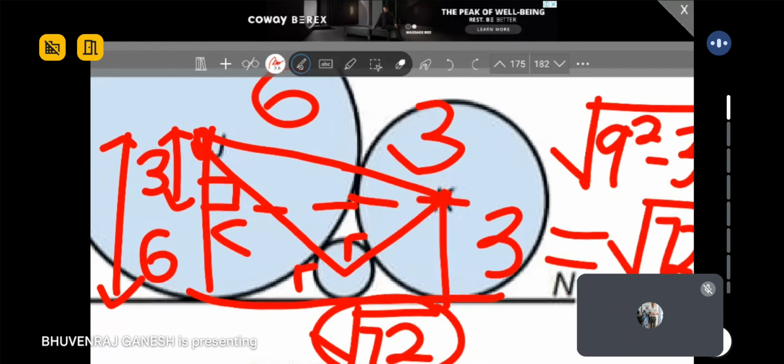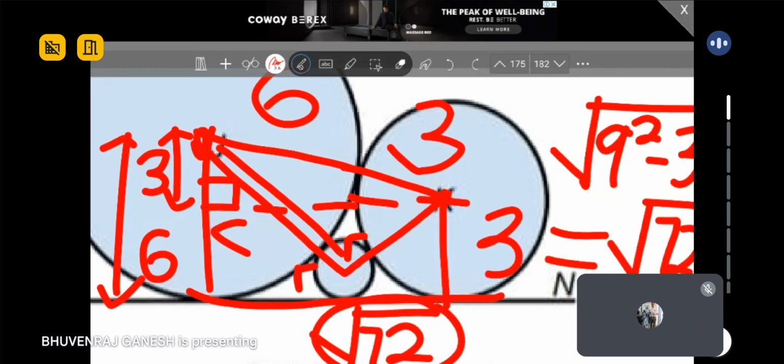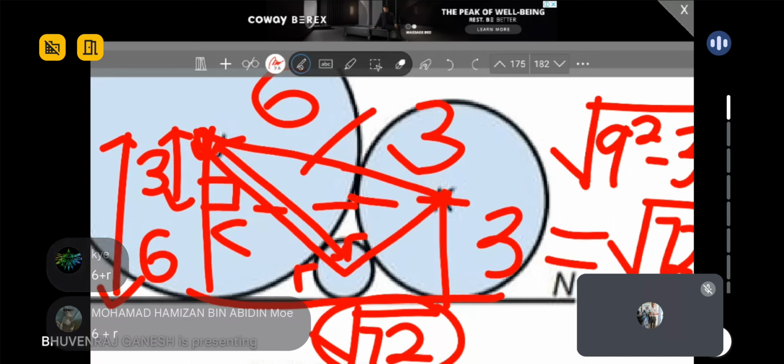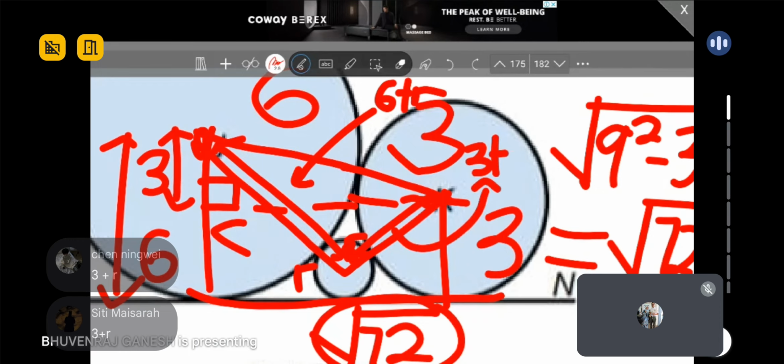Okay, this one is R. Now, what is this length over here, guys? Apa panjang yang ni? Can anyone tell me? Yes, 6 plus R. 6 tambah R. Okay, same for over here. What is this length, guys? Yes, 3 plus R.